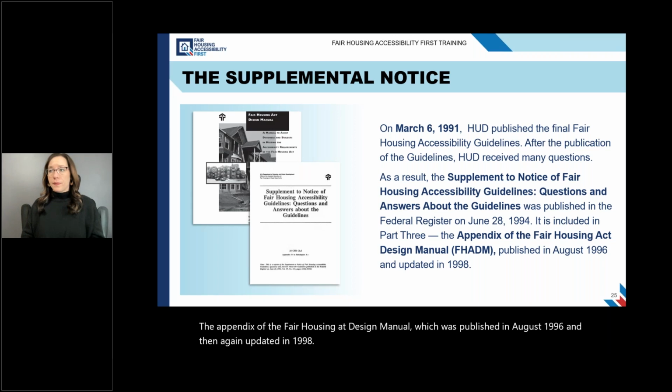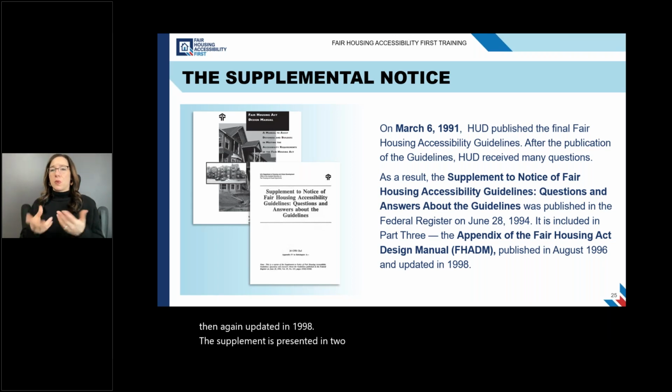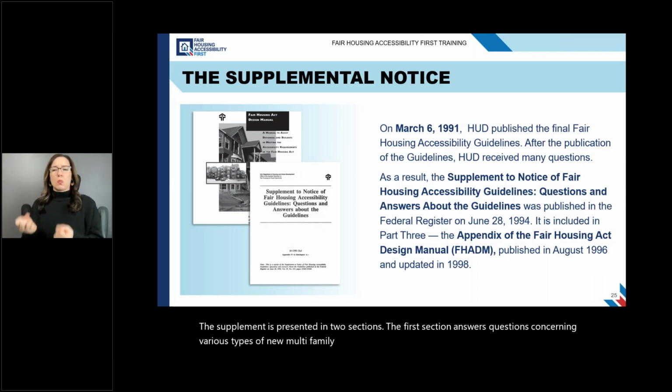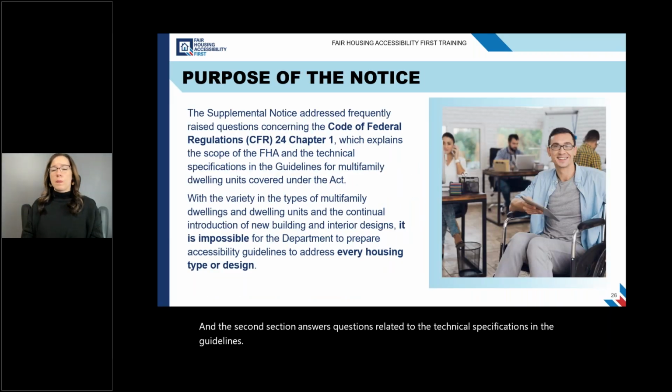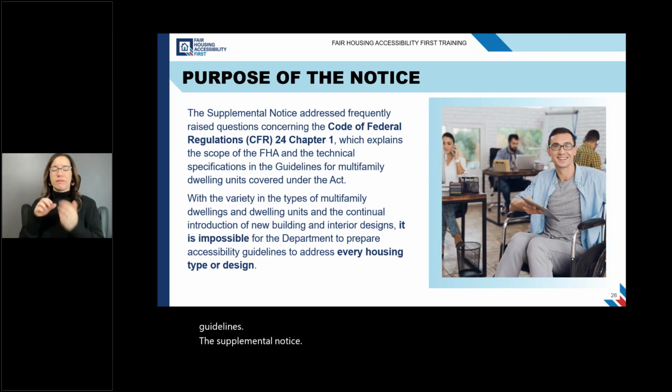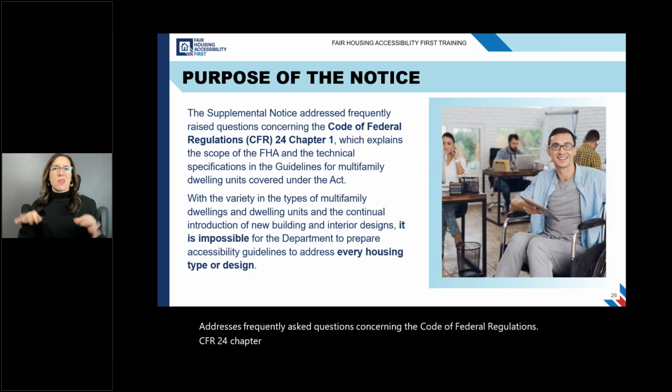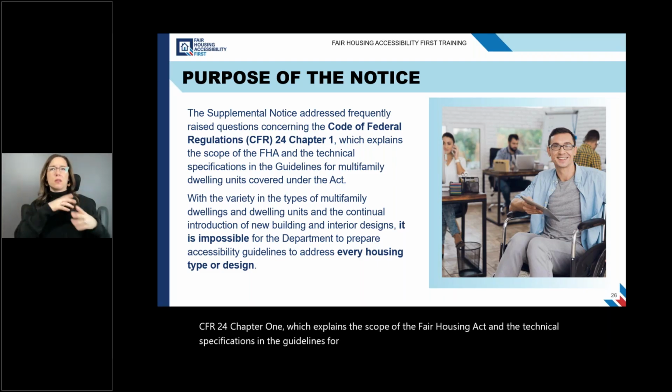The supplement is presented in 2 sections. The first section answers questions concerning various types of new multifamily dwellings covered by the guidelines, and the second section answers questions related to the technical specifications in the guidelines. The supplemental notice addresses frequently asked questions concerning the Code of Federal Regulations, CFR 24, Chapter 1, which explains the scope of the Fair Housing Act and the technical specifications in the guidelines for multifamily dwelling units covered under the Act.